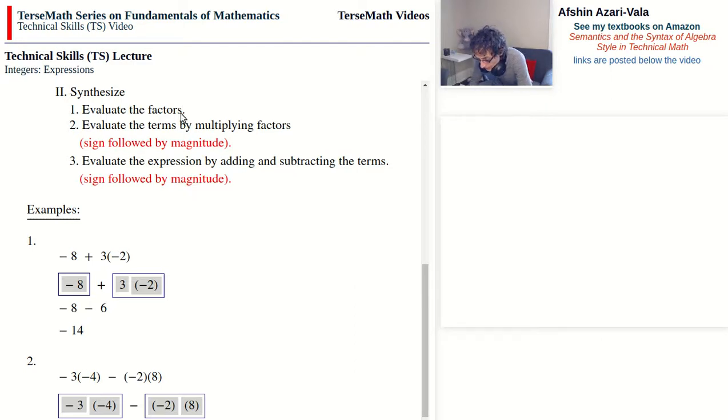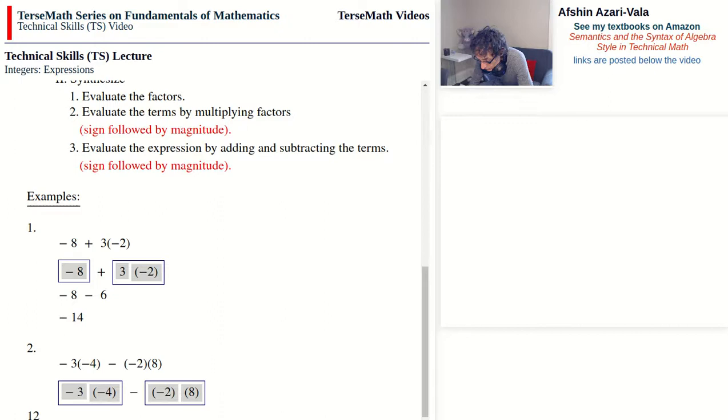Okay, now the factors don't break down. Again, like problem number 1, each factor is just a number, and there is nothing more that we can do to that number. And therefore, we move on to step 1 of the synthesis stage. Evaluate the factors. They're already done. Evaluate the terms by multiplying the factors. Sign followed by magnitude. So here we have negative times negative, and that will be positive, so we're not going to write plus. We can skip that. And then we ignore the sign now, and we multiply 3 by 4 to get 12.